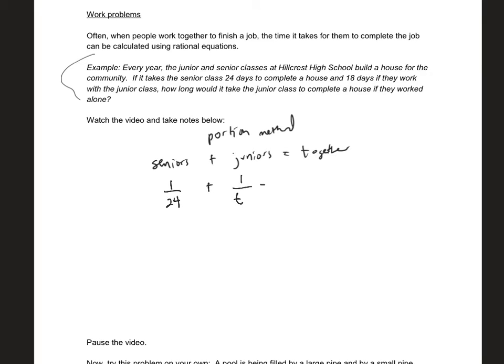Now when we're told that when they work together it takes them 18 days to complete the work, that means in one day they would get 1/18 of the job done. So now we have a rational equation that we can solve using our normal method. We're going to factor the denominators.